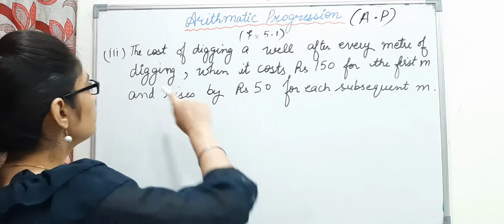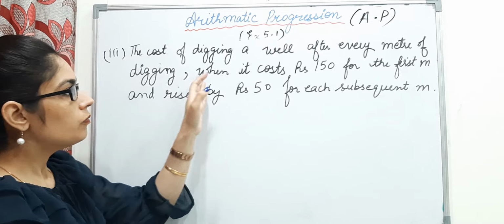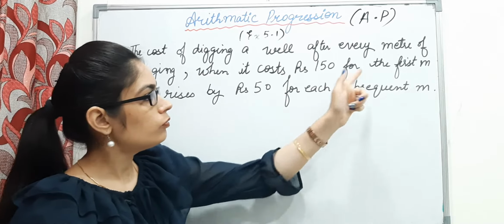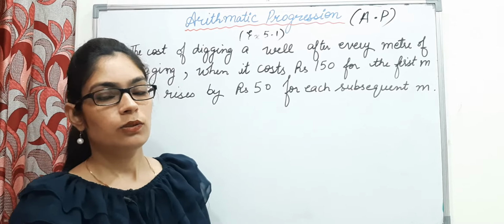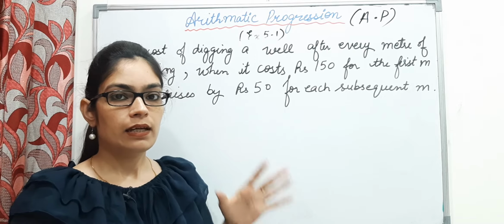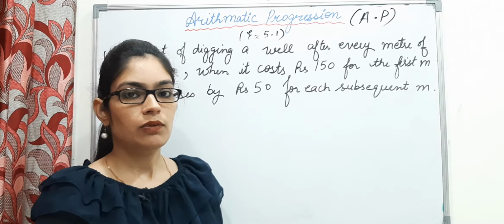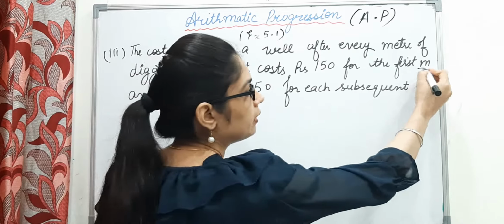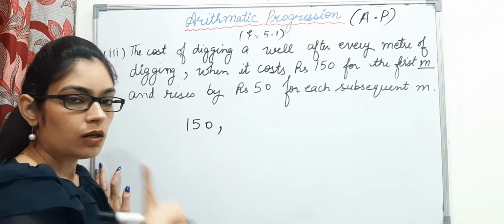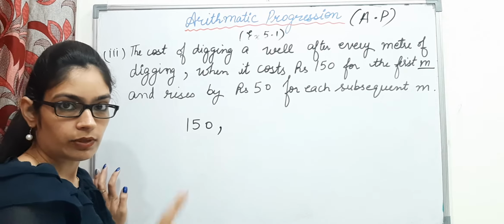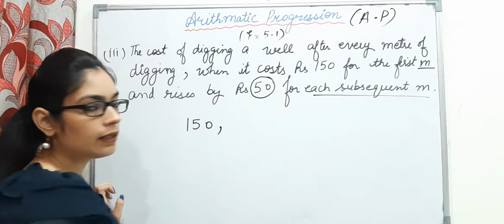In the third part, it's given the cost of digging a well: after every meter of digging, it costs rupees 150 for the first meter and rises by rupees 50 for the subsequent meters. So this part is similar to the first one. See here, the given scenario is that we have to dig a well and its cost is given to us. For the first meter, it is fixed, 150 will be charged. For digging a well of the first meter, the charge is 150 rupees. Now they are saying for each subsequent meter, rupees 50 is added.